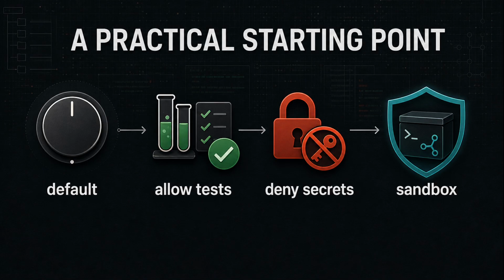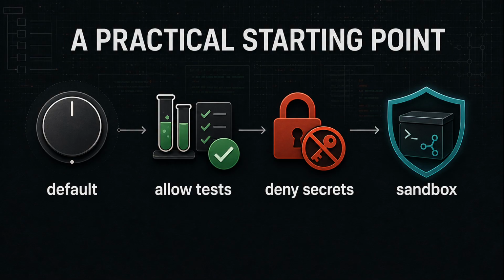A practical starting point is boring on purpose. Start in default mode on unfamiliar work. Add allow rules for commands you approve constantly. Tests, formatters, local type checks. Add deny rules for secrets, credential files, production deploys, and destructive paths. Use acceptEdits once you trust the task shape. Use plan mode before big changes. Turn on sandboxing when your platform supports it. And watch what you approve repeatedly.